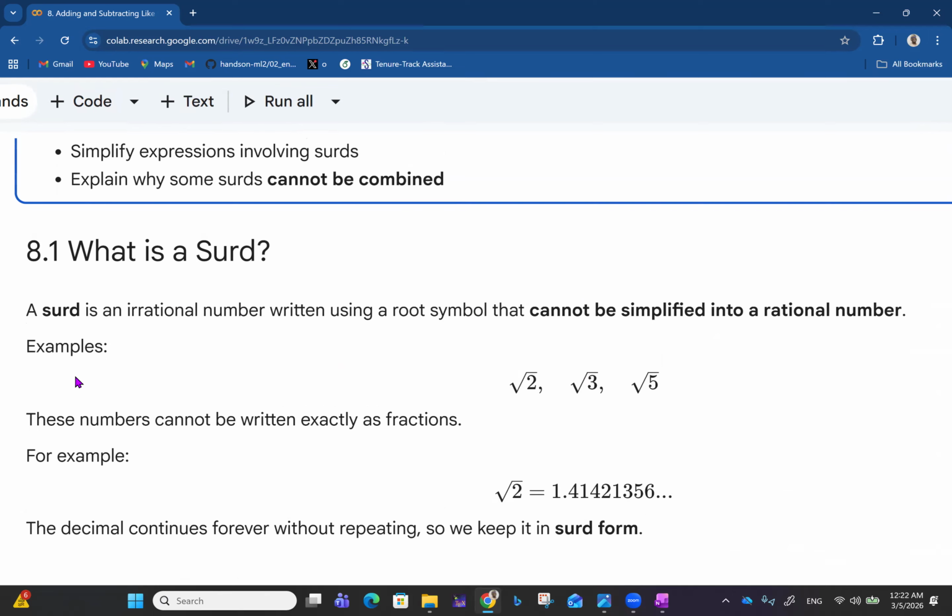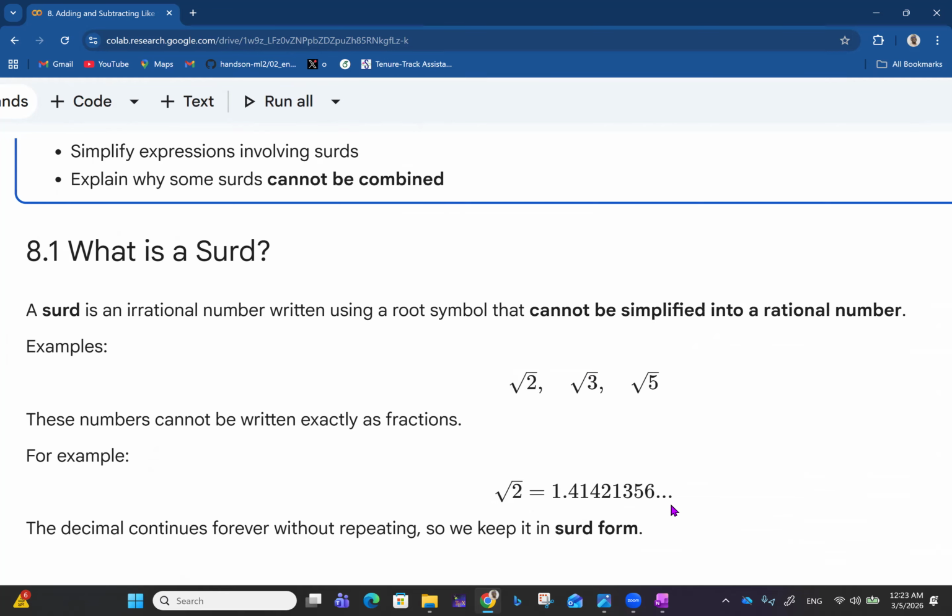All right. So examples of surds are root 2, root 3, root 5. These cannot be expressed as rational numbers. That is, they cannot be expressed as the ratio of two integers. So these numbers cannot be written exactly as fractions. For example, the square root of 2 is 1.41421356.